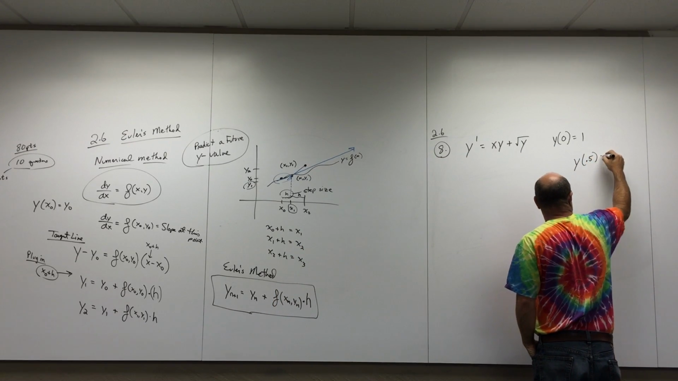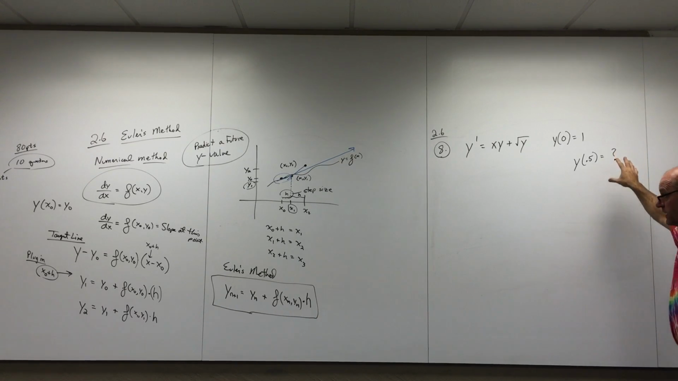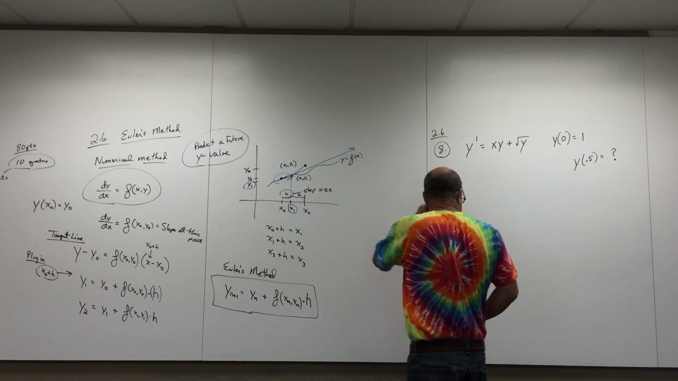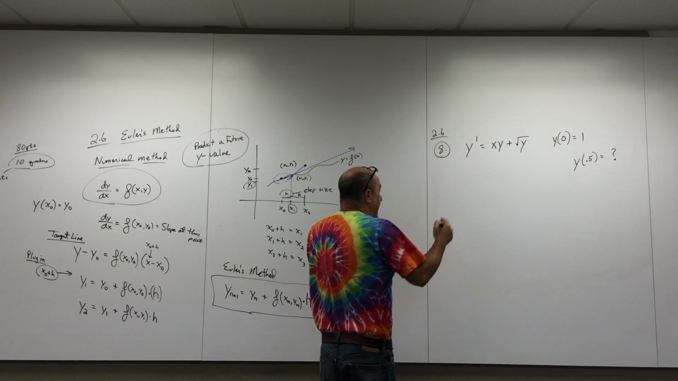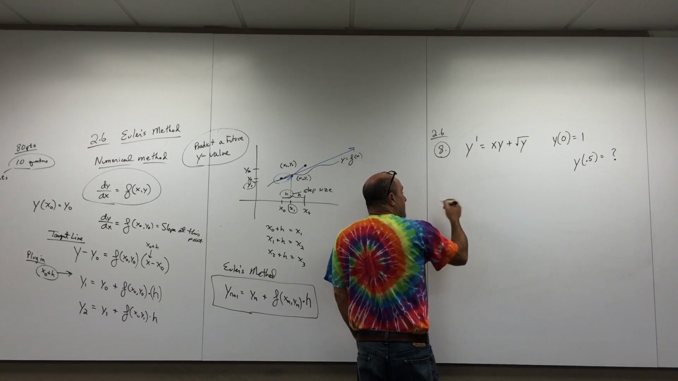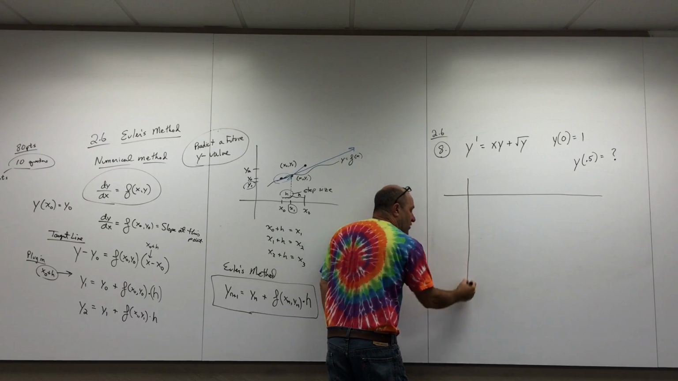Now, what if your h was the limit as h approaches 0? Oh, well, the smaller h is, the better predicting this will do. But you know what? It'll take a lot longer. Now, listen, we're going to do one of these, and maybe we'll do two others, I don't know. But we're doing this by hand.